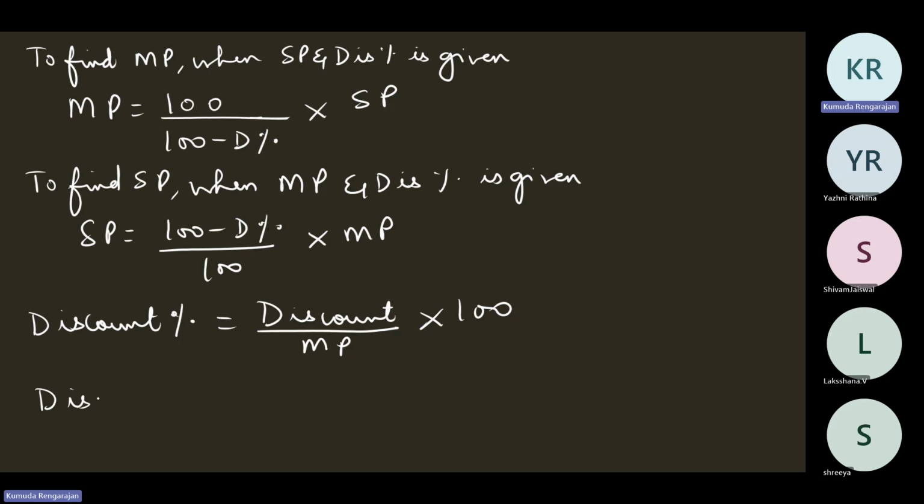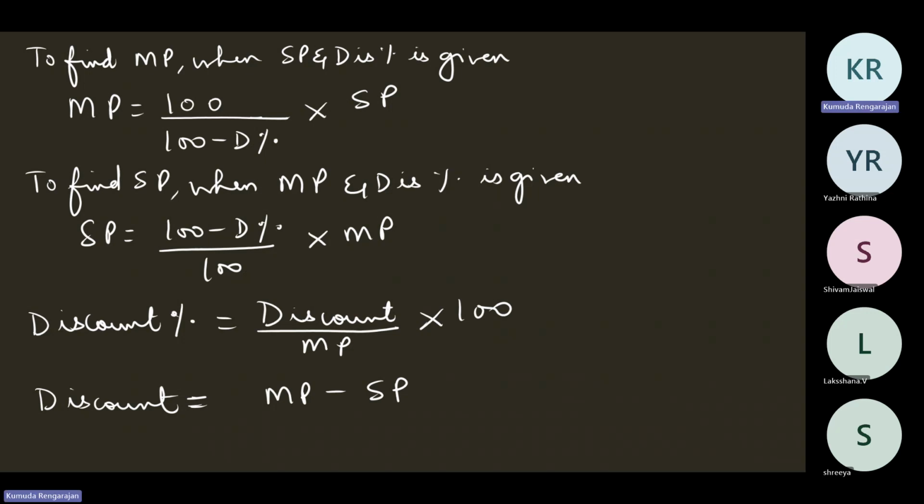The value of discount is the marked price minus the selling price. Marked price is what you see on the tag of that product. Selling price is what you pay. Selling price is for the shopkeeper. His marked price minus his selling price is the discount.